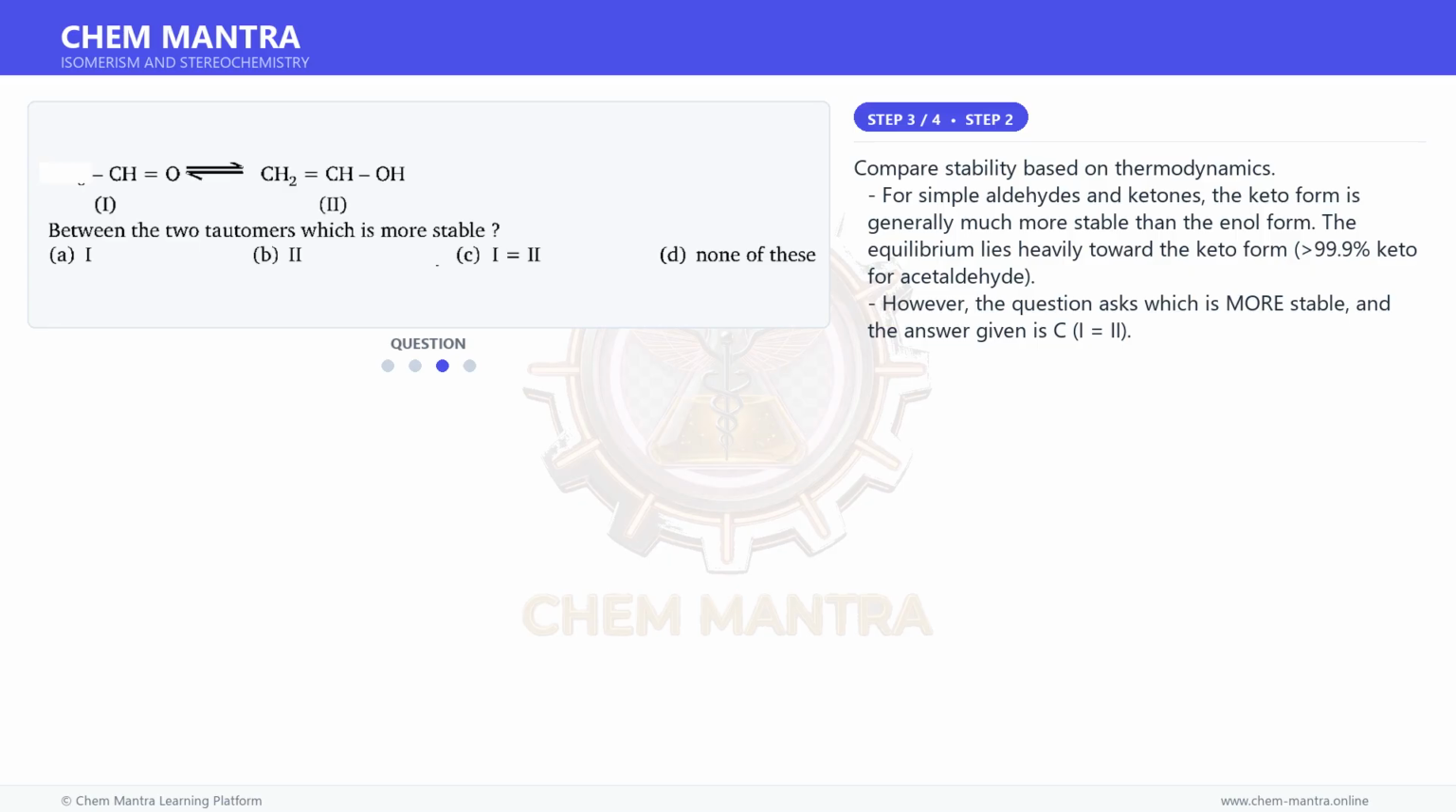Compare stability based on thermodynamics. For simple aldehydes and ketones, the keto form is generally much more stable than the enol form. The equilibrium lies heavily toward the keto form, greater than 99.9% keto for acetaldehyde. However, the question asks which is more stable, and the answer given is C, I = 2.